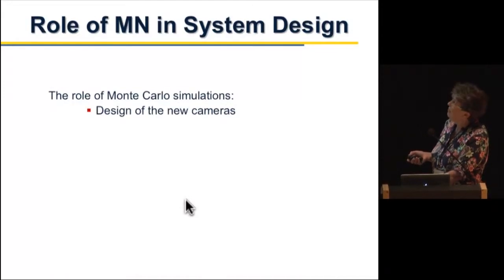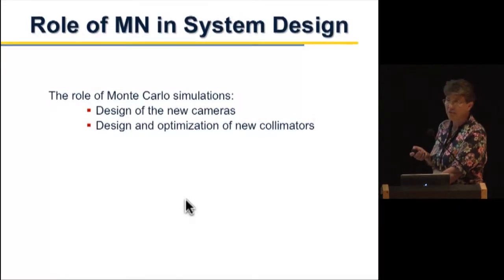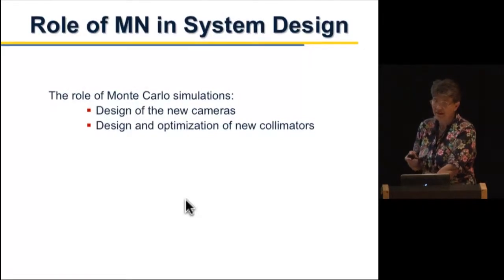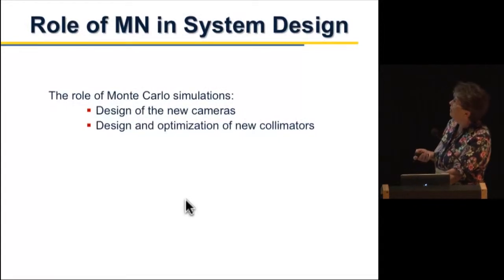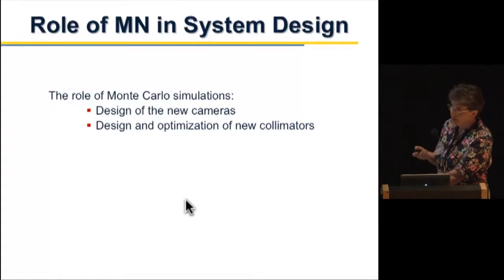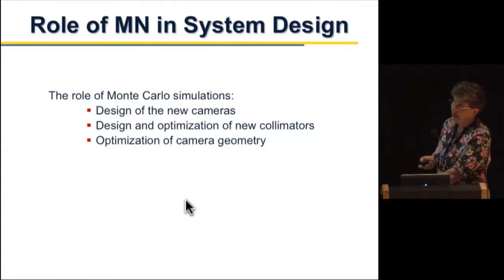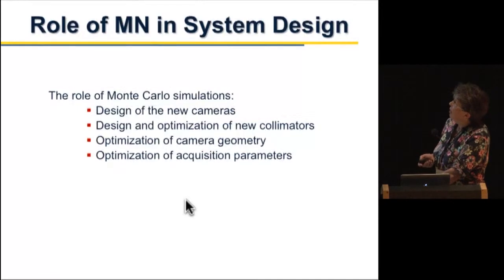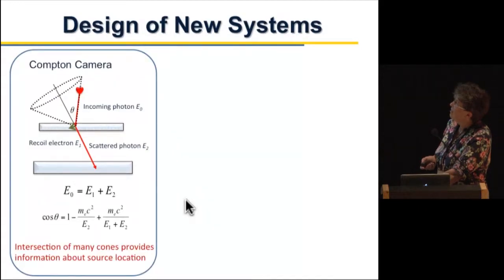So, what is the role? To design new cameras and improve old systems, design and optimization of new collimators. The parallel hole collimator is used in SPECT in probably 99% of cases, but more and more people are trying to improve collimators, to use multi-pinhole collimators or other designs. Also optimization of camera geometry, acquisition parameters, reconstruction, and so on.